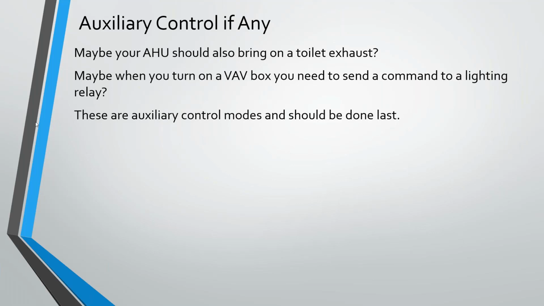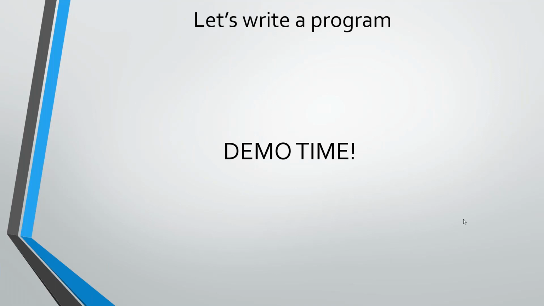And then we have our auxiliary control. So our auxiliary control is going to be, hey, I've got a space and I've got a cabinet heater or something like that, and I want to enable it. Well, that would be auxiliary control. Okay. All right. So let's write a program. Any questions so far, though?